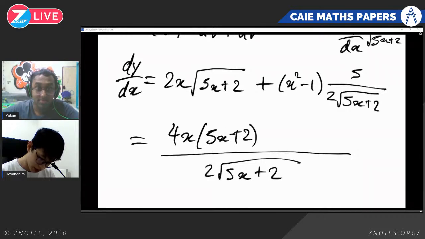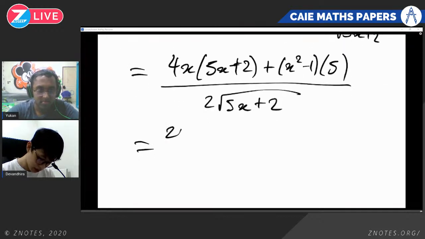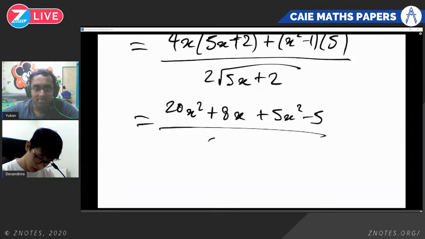Multiplying a square root by a square root will just give you the bracket, 5x plus 2. Okay, so let's expand this. So we have 20x squared plus 8x plus 5x squared minus 5. Make sure not to forget anything.